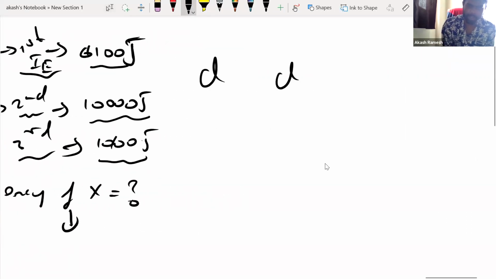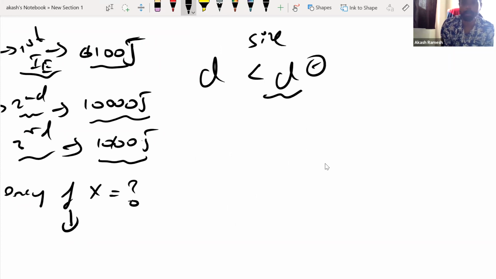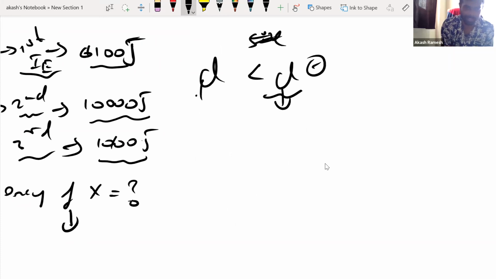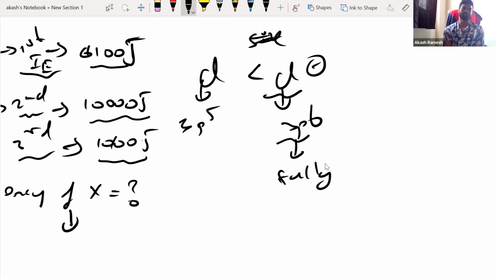Okay, so now we can talk in terms of size only. If I talk about the size, Cl minus is having a greater size, right? But it's not only about the size. It's about, say, this is having 3p5, this is having 3p6. So even though the size is a little greater, this is a fully filled configuration. Removing an electron from a fully filled configuration is very, very difficult.